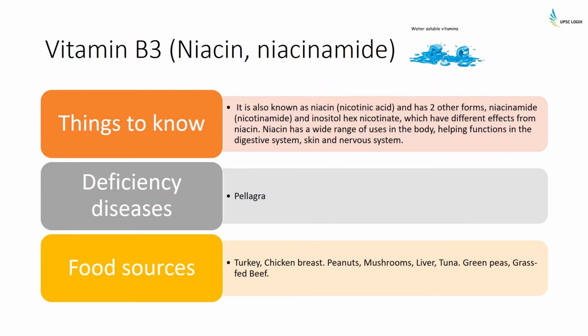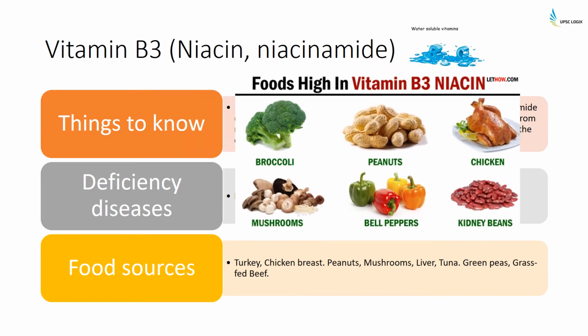Then let us have a look at the food sources, and turkey, chicken breast, peanut, mushrooms, liver, tuna, green peas, grass-fed beef all are good sources of vitamin B3. Besides that, broccoli, peanuts, chicken, mushroom, bell peppers, kidney beans are also a good source.